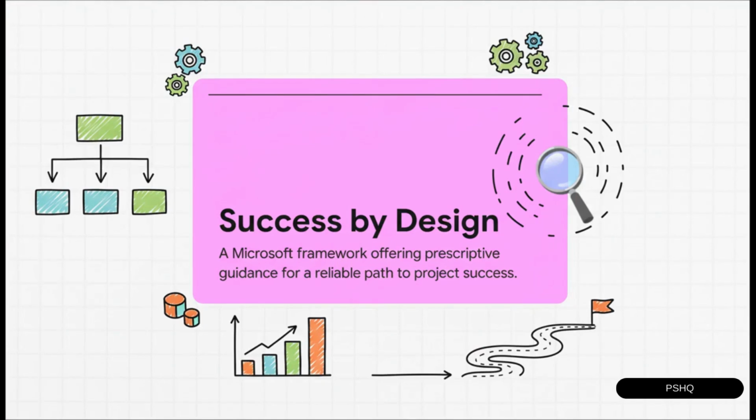Well, Microsoft's answer to that is a framework they call Success by Design. And this isn't some fluffy theoretical guide. It's a battle-tested playbook built from the hard lessons learned across thousands of real projects. Its one and only purpose is to give you a clear path to find and fix risks before they have a chance to blow up your project.